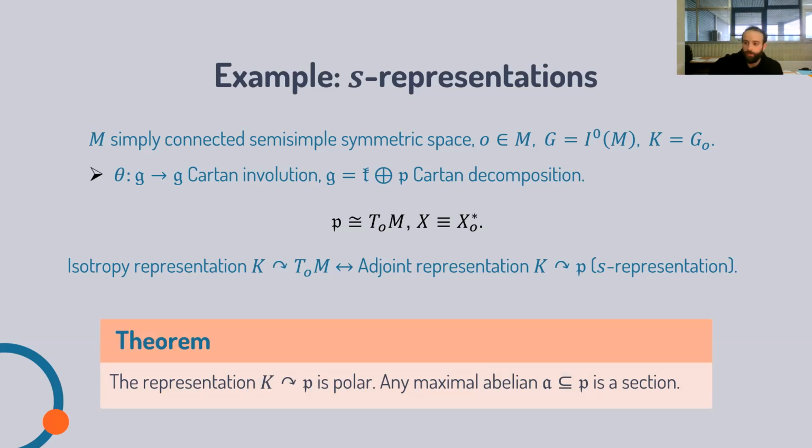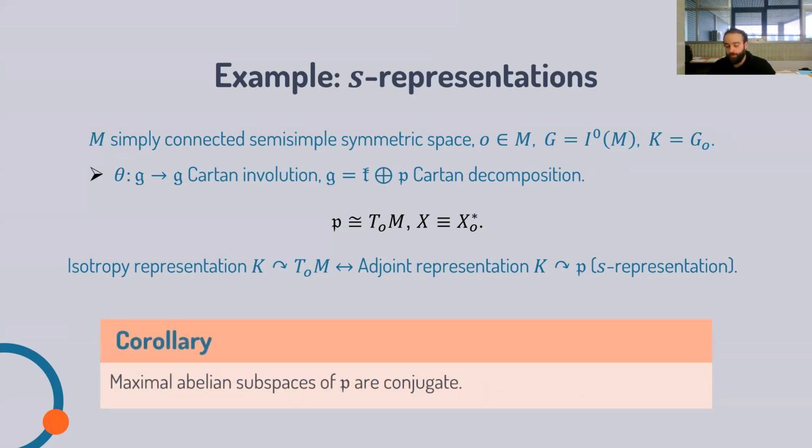And as we saw before, the group acting on the manifold must act transitively on the set of sections. So in particular, we deduce that maximal abelian subspaces of P are conjugate. So if you know about the correspondence between these subspaces and maximal flats in the symmetric space, this also means that given any two maximal flats in a symmetric space passing through the origin, they are always congruent. And also this setup can be generalized for the case of semi-simple Lie groups with finite center and everything still holds. So maximal abelian subspaces of the P that appears in the Cartan decomposition are always conjugate.